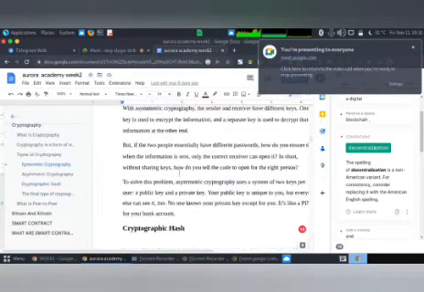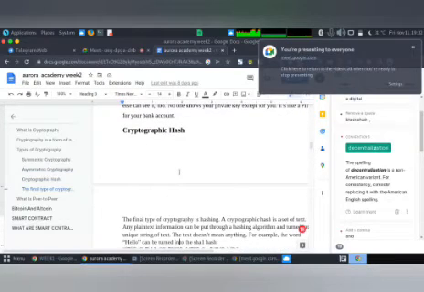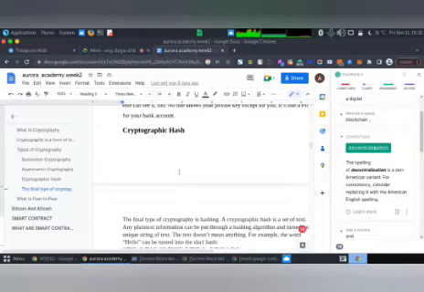Let's now look at the cryptographic hash. In short, a cryptographic hash works a little differently from normal symmetric and asymmetric cryptography. It is also used on a blockchain because it enables us to ensure that the information on the blockchain is secured. It ensures the authenticity of information.